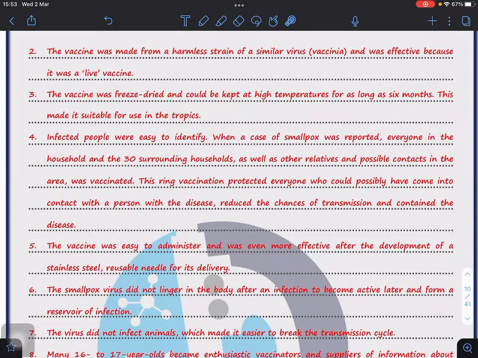You don't expect things like COVID. The vaccine you have to store at 8 degrees Celsius or -8 degrees Celsius. So this is really difficult.